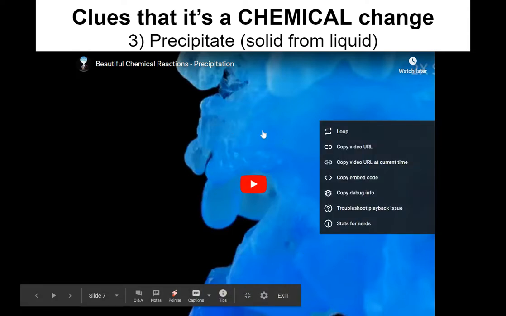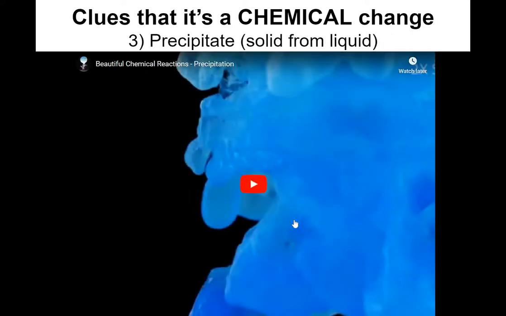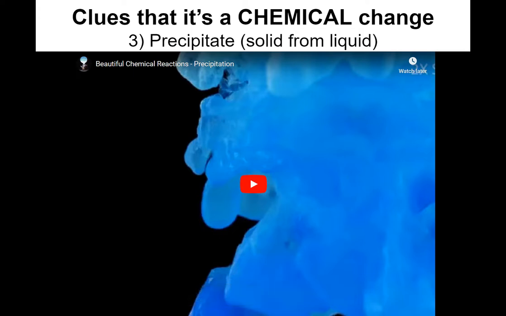This one has happened so fast that it actually makes this sort of shell of the solid precipitate around. So it's like a little chemical balloon that formed around the one liquid right where it touches the other liquid. So that's pretty cool.